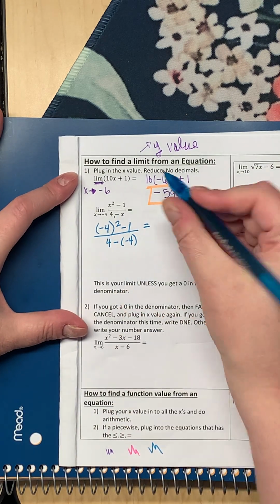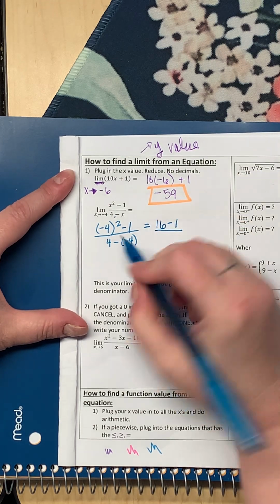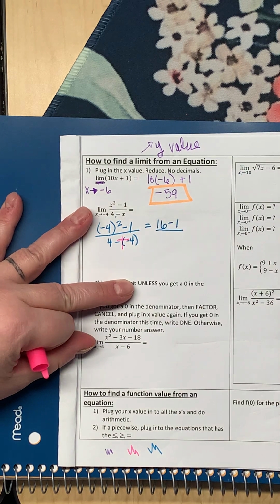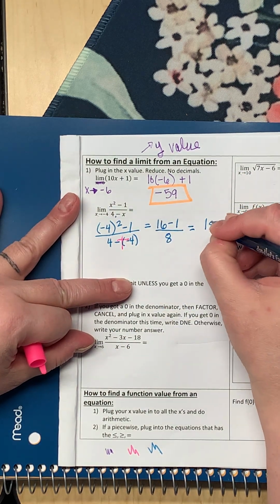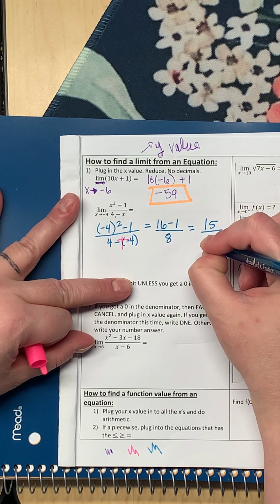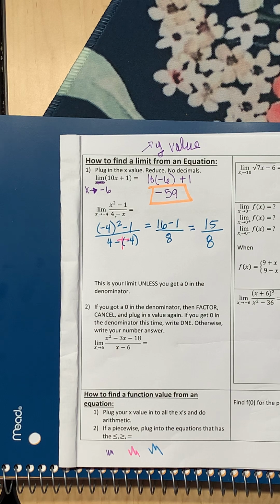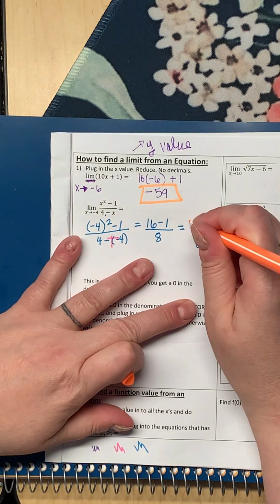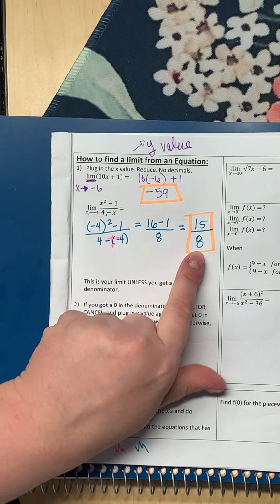Okay, so this top becomes 16 minus 1, all over these double negatives on the bottom, which make a plus. So 4 plus 4 is 8. And then that makes 15 over 8. And then it says reduce and no decimals. So I don't think I can reduce, because the only things that can divide into 15 are 3 and 5, and those do not divide into the number 8.